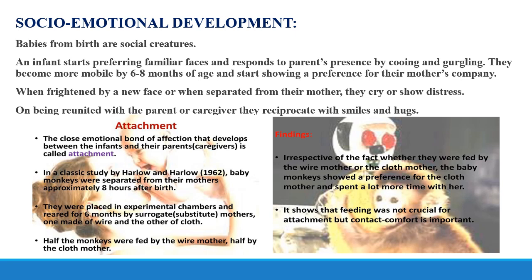Once the experiment was set up, the monkeys were reared for 6 months by surrogate mothers, one made of wire and one of cloth. Now, after this experiment, the findings say that irrespective of whether they were fed by the wire mother or the cloth mother, the baby monkeys showed a preference for the cloth mother and spent a lot more time with her. It shows that feeding was not crucial for attachment, but contact and comfort are important. Getting the point?